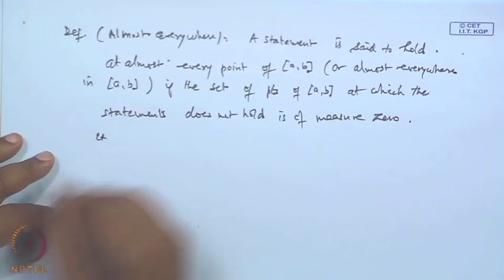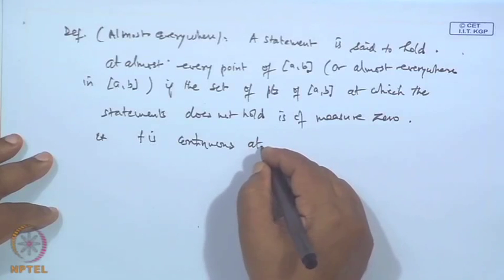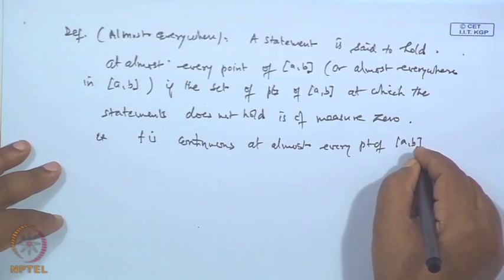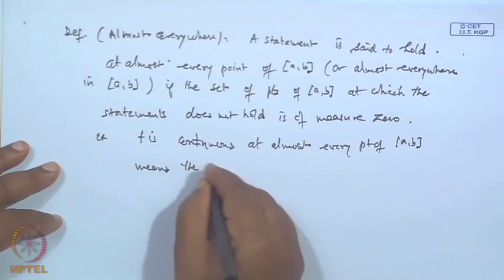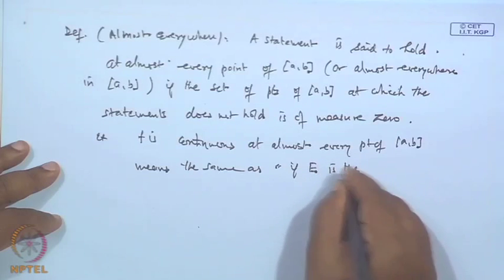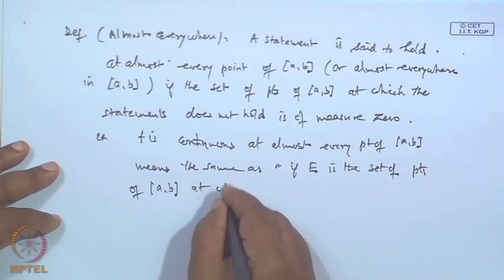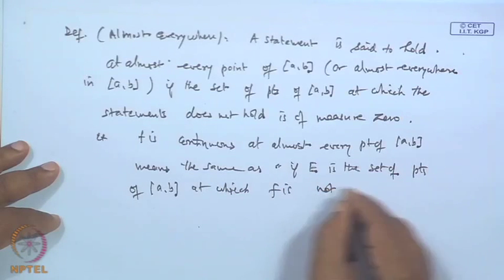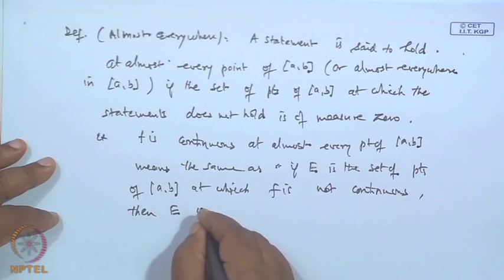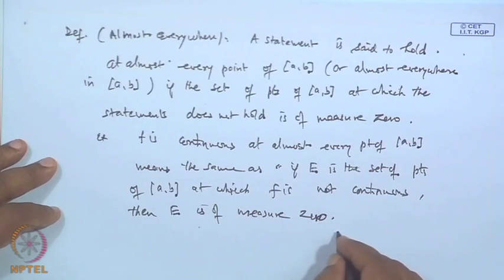Thus, for example, if we say f is continuous at almost every point of the interval AB, it means the same as: if E is the set of points of AB at which f is not continuous, then E is of measure 0. So, that is what f is continuous almost everywhere means.